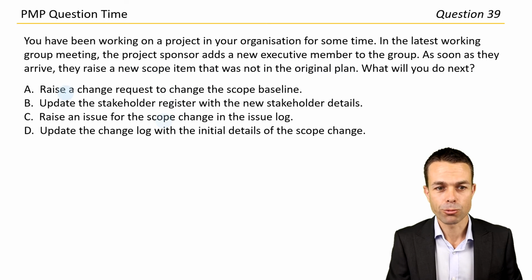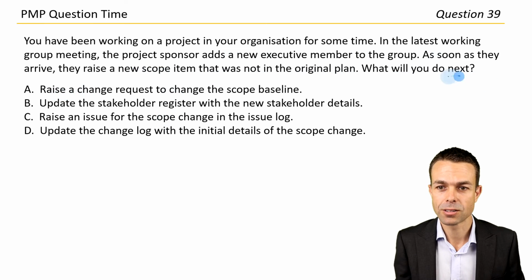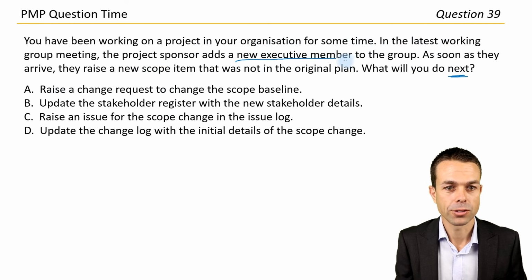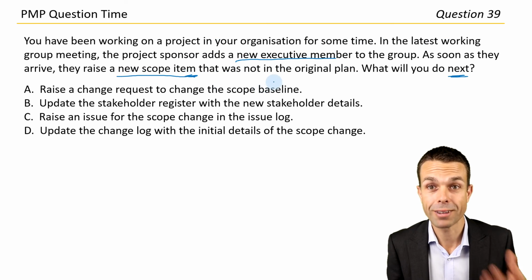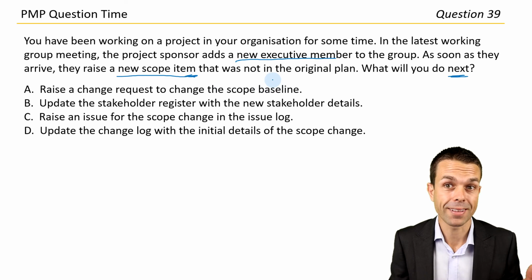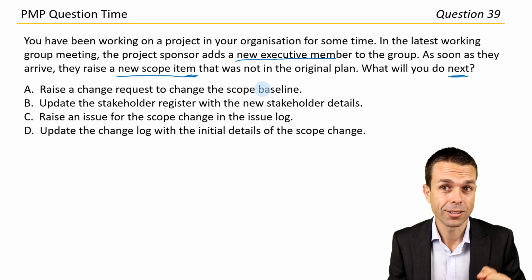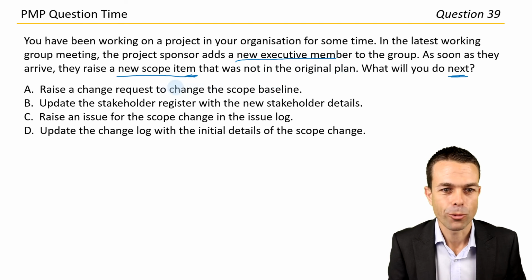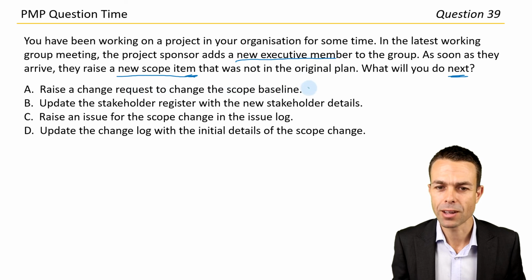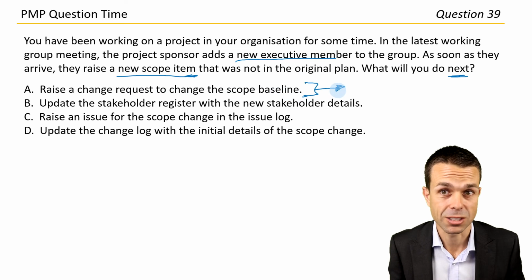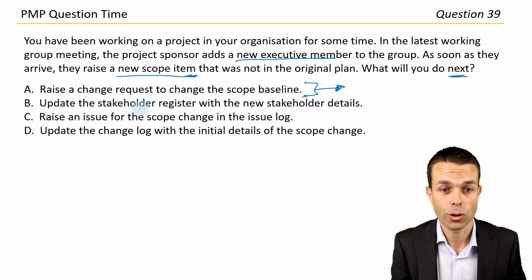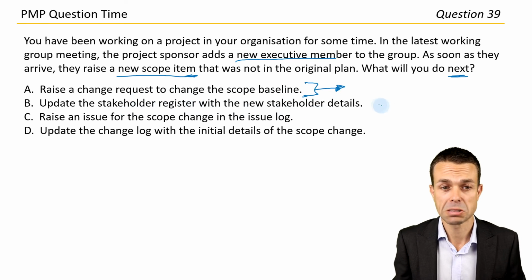Okay, what will we do next? So it's a new stakeholder. As soon as they arrive, they raise a new scope item. Okay, so that's going to be quite tricky. Who even are they? Do they have the authority to add these items? There's that as well. So where do we start? Raise a change request to change the scope baseline. I think we need to do a bit more analysis here first. Do we actually have to make the change? Is it a valid change? We don't know. Update the stakeholder register with the new stakeholder details.